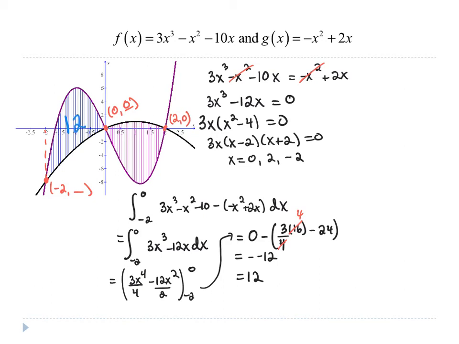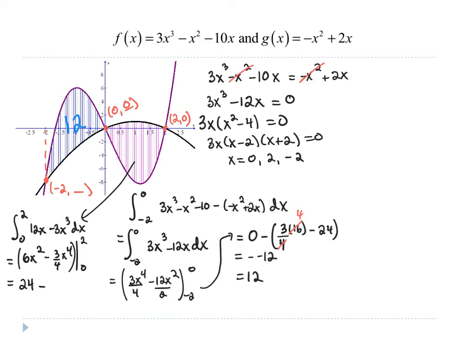Now the only difference for the second region that I need to do is that I'm going to be integrating from 0 to 2 the opposite integrand. So because it was the opposite order of subtraction, it's just going to be positive 12x subtract 3x cubed dx. And that means that my antiderivative is just the opposite. It's 6x squared subtract 3/4 x to the 4th. But now we are plugging in 2 first and then 0. So I end up with 24, subtract again, that's going to be 12, and then subtract 0. So this part ends up being positive 12 as well.